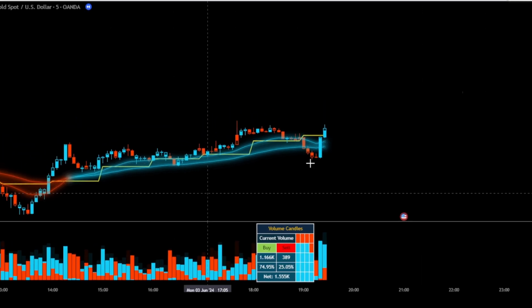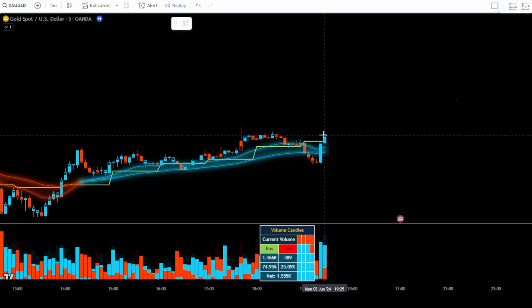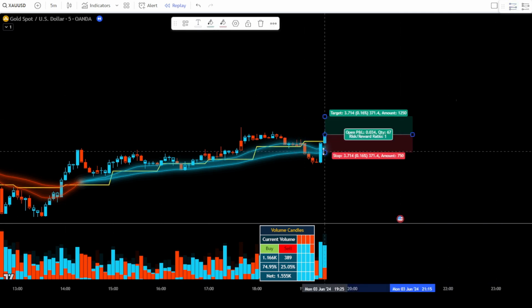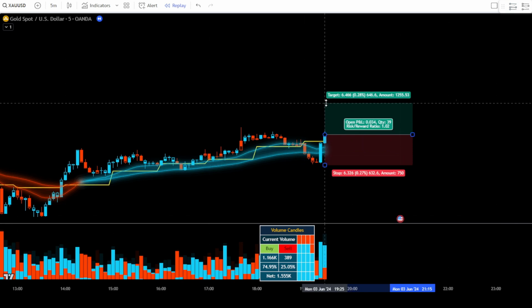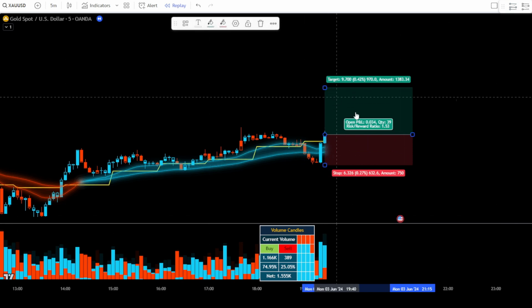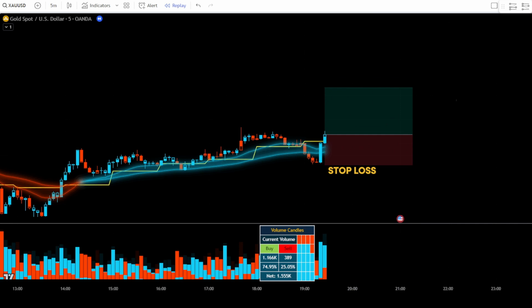If all conditions are met, you can place a buy order after the candlestick closes. Place a stop loss at the last swing low. Use a take profit target with a risk and reward ratio of 1 to 1.5.